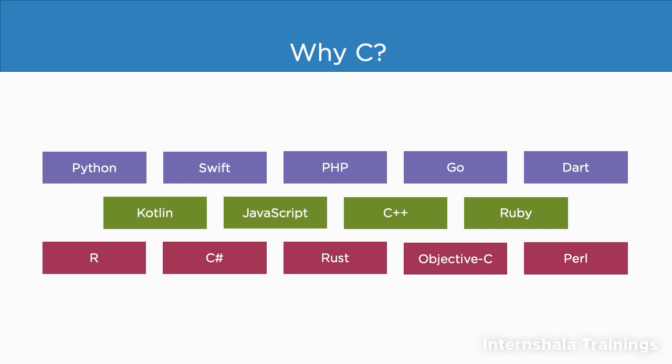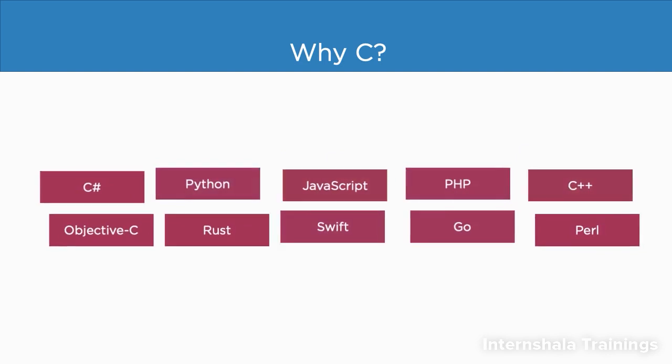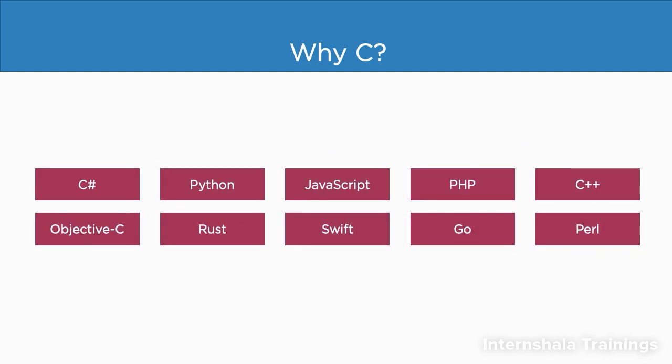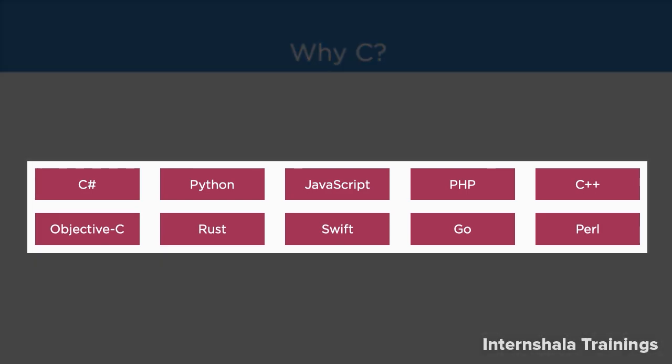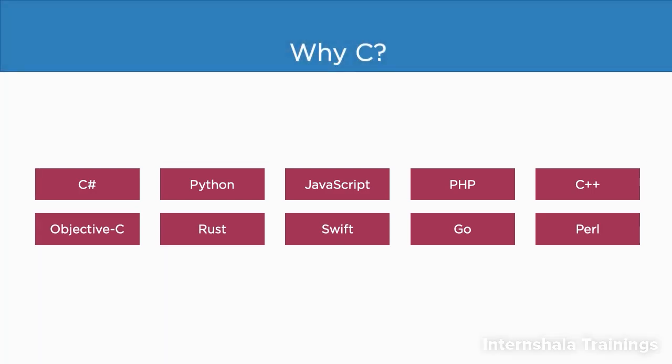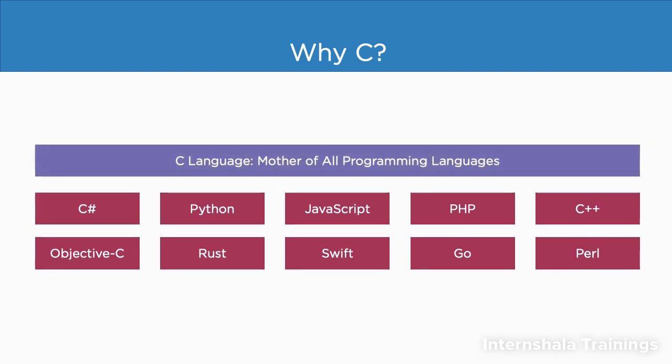Well, the answer is really simple. Among these modern languages, a large number of programming languages are derived from C language. Yes, you have heard it right. These languages, along with several other programming languages, have either adopted or derived their control structures, syntaxes, and other basic features from C programming language. So this is the reason C language is also known as the mother of all programming languages.